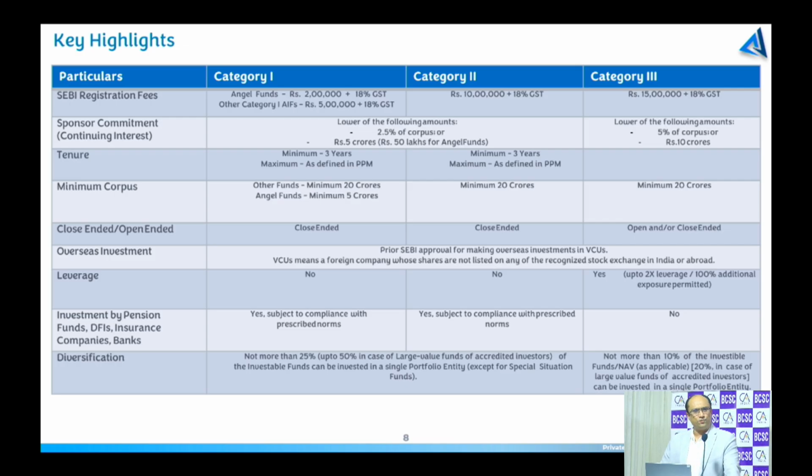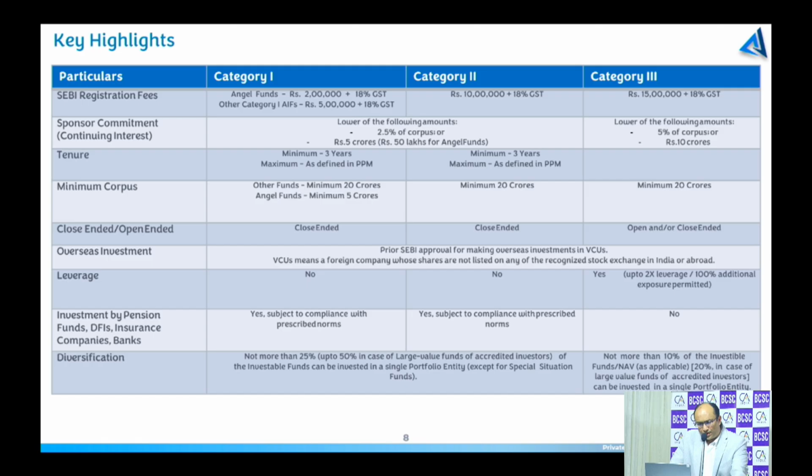Overseas investments from a domestic AIF are possible with the approval of SEBI. SEBI has a single window clearance authority where you don't need to go to RBI separately for making these investments. All your limits are monitored by SEBI itself. Leverage is not allowed in category 1 and category 2 funds. For category 3 funds, with certain conditions fulfilled and under certain parameters, leverage is allowed.